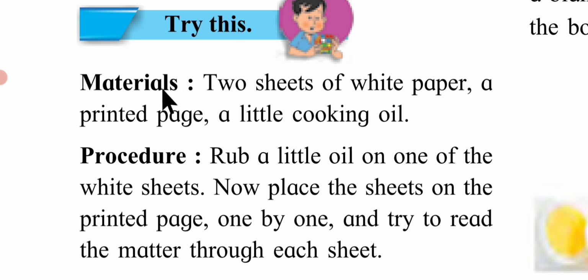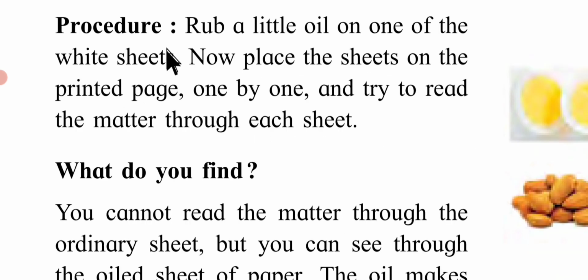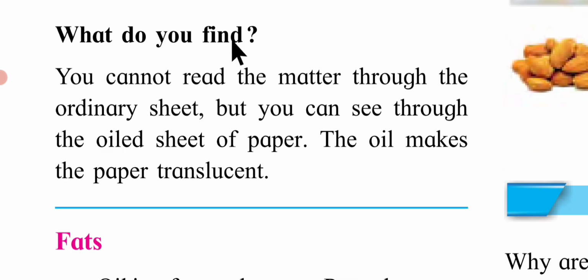Try this. Materials: 2 sheets of white paper, a printed page, a little cooking oil. Procedure: rub a little oil on one of the white sheets. Now place the sheets on the printed page one by one and try to read the matter through each sheet. What do you find? You cannot read the matter through the ordinary sheet, but you can see through the oil sheet of paper. The oil makes the paper translucent.